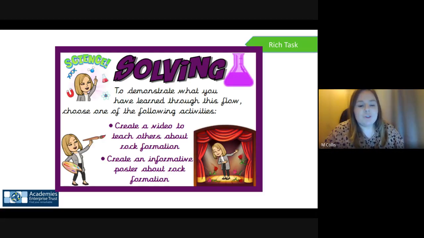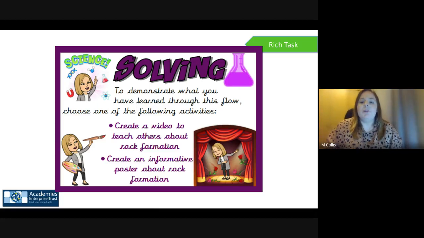Then, if you want to push your limits and earn 10 extra dojos, I want you to demonstrate what you have learned through this lesson by choosing one of these activities. You can either create a video to teach others about rock formation, or you can create an informative poster about rock formation. So you can either teach people, tell me what the different types of rocks are, what the different types of natural rock are, what human rocks are, what's the difference? Can you give me any examples? Can you give me any examples of how rocks are used in everyday life? Where might you see them?